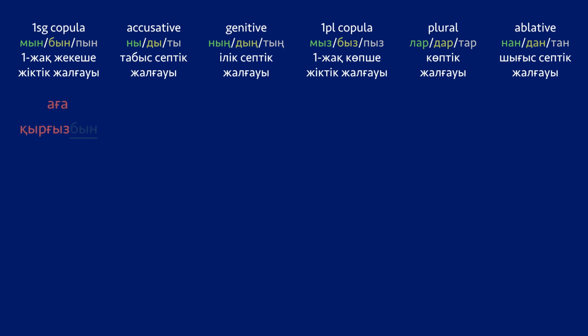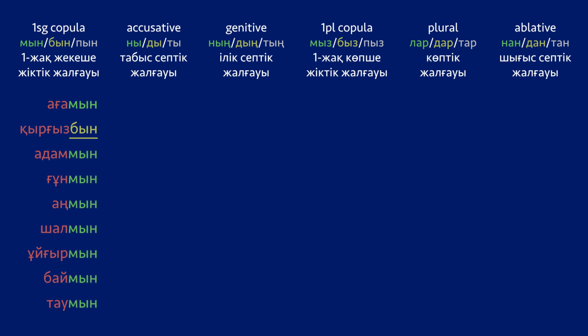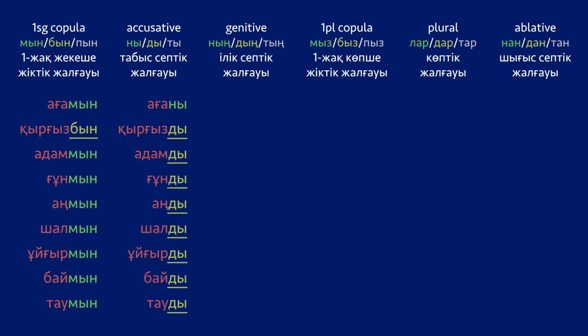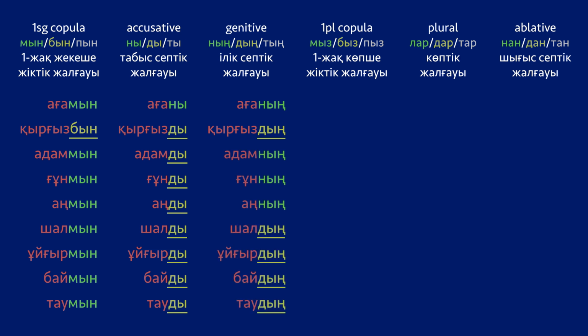The latter is always followed by the voiced consonant suffix. Here the vowel is followed by the main suffix. For the first-person singular copular suffix, all sonorant-ending words follow the vowel pattern. For the accusative suffix, they all follow the voiced consonant pattern. But when it comes to the genitive suffix, there is a divide. The nasal-ending words follow the vowel pattern, and the liquid-ending words follow the voiced consonant pattern.